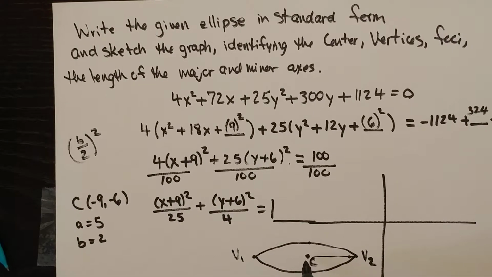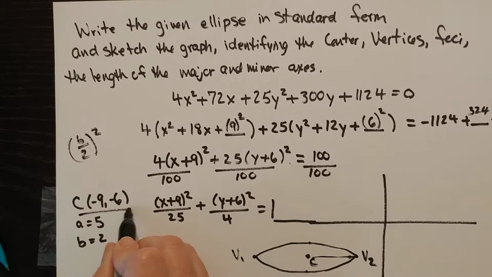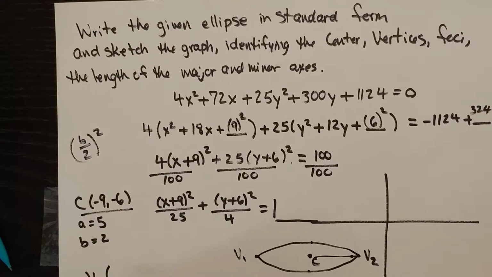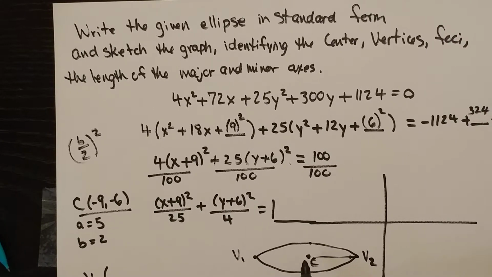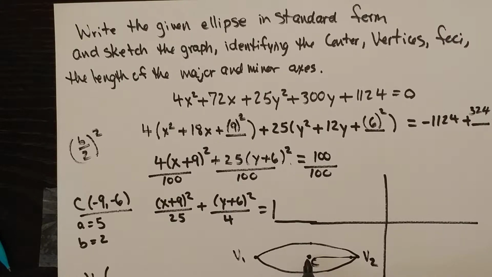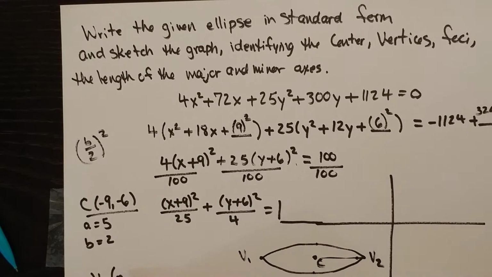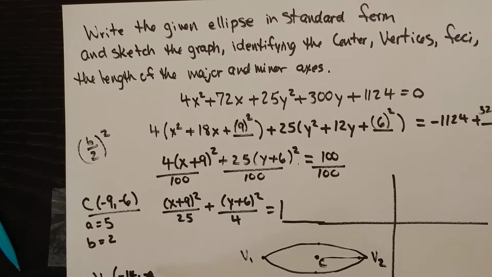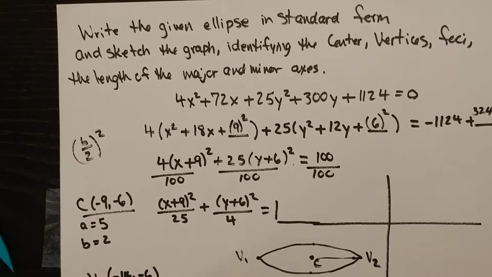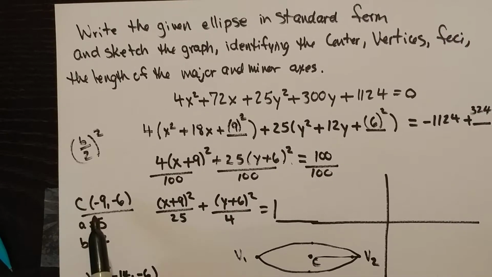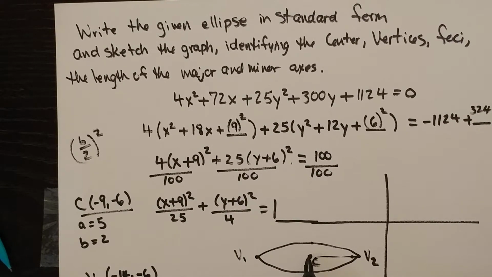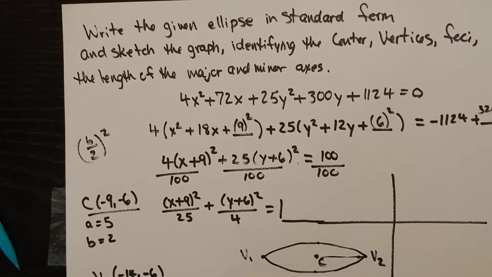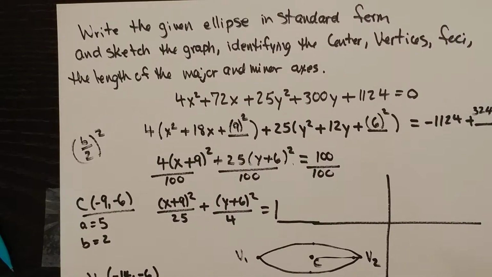The center's at (-9, -6). V1 is going to be located 5 units to the left of the center. So if this is -9, if I go 5 to the left, that will land me at -14, and I'm still at the y value, -6. V2 is going to be, I go from the center, I'm at (-9, -6), and I go right 5 units. So -9 plus 5 would land me at (-4, -6). Those are the coordinates for V2.